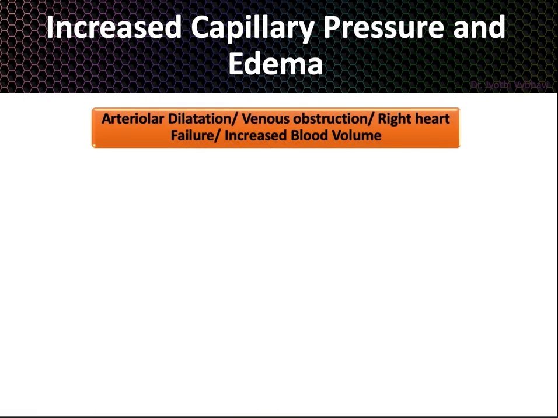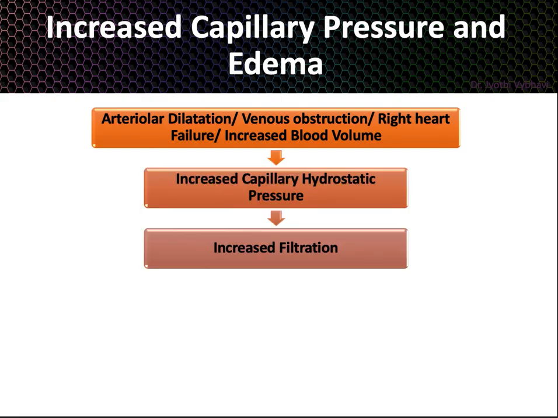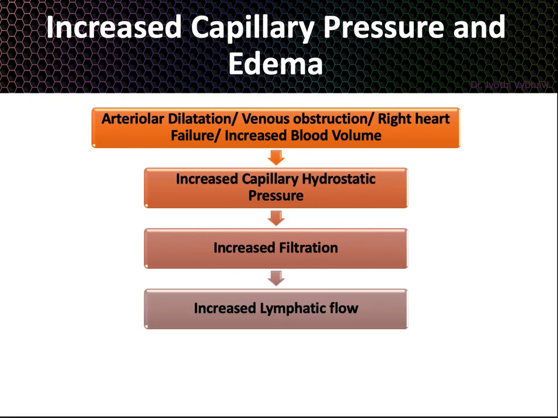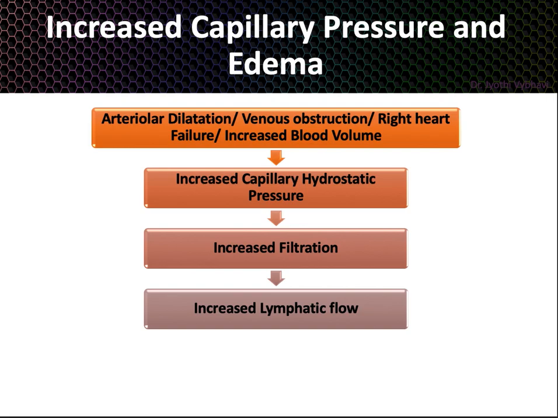So I can put it in a flow chart. For any reason, venous obstruction, arterial dilatation, right heart failure, or increased blood volume, there is increased capillary hydrostatic pressure, which leads to increased filtration, which leads to increased lymphatic flow. Here I want to mention that these lymphatics play a very important role. They are like a safeguard for us, a safety factor for the microcirculation.